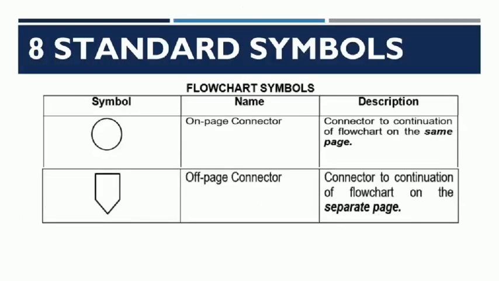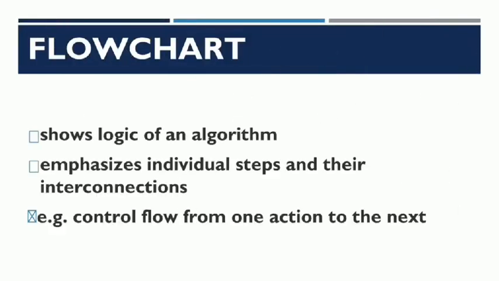Flowchart symbols: name, on-page connector; description, connector to continuation of flowchart on the same page. Off-page connector: connector to continuation of flowchart on a separate page. A flowchart shows the logic of an algorithm, emphasizes individual steps and their interconnections. Example: control flow from one action to the next.